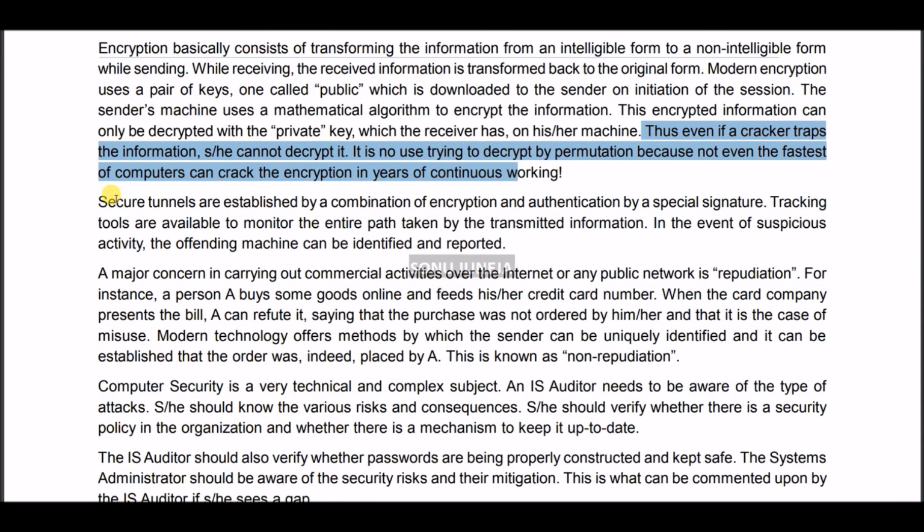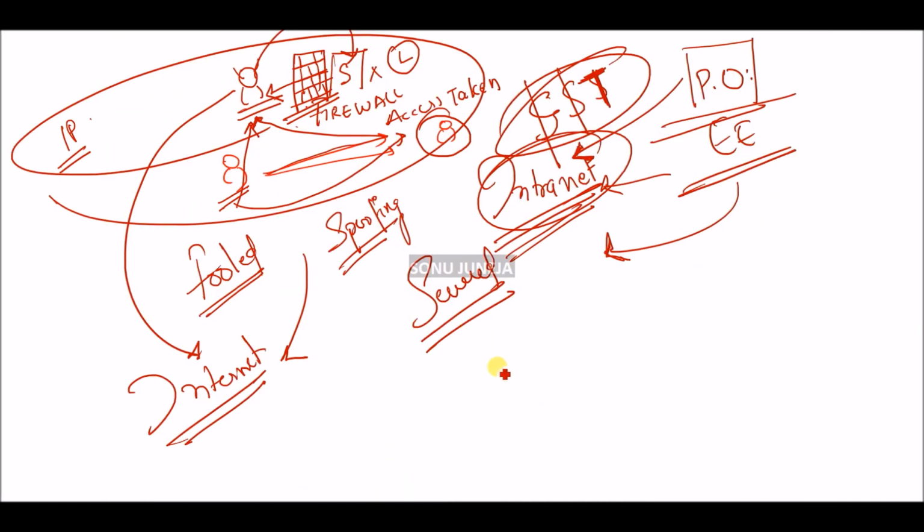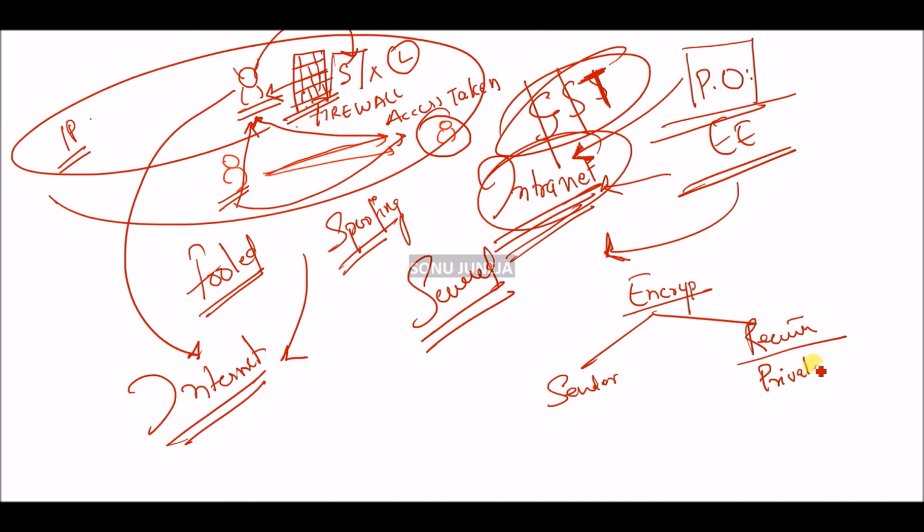So, let me show you. Sender, receiver. Receiver has the key, and this is your document in readable form.